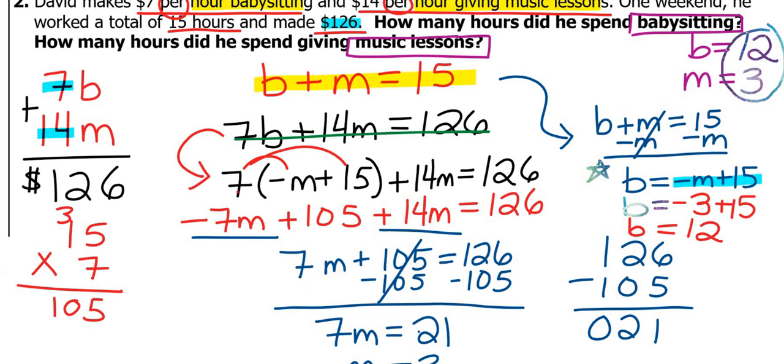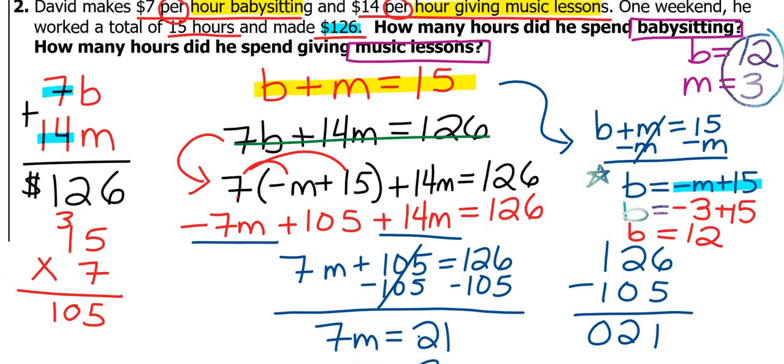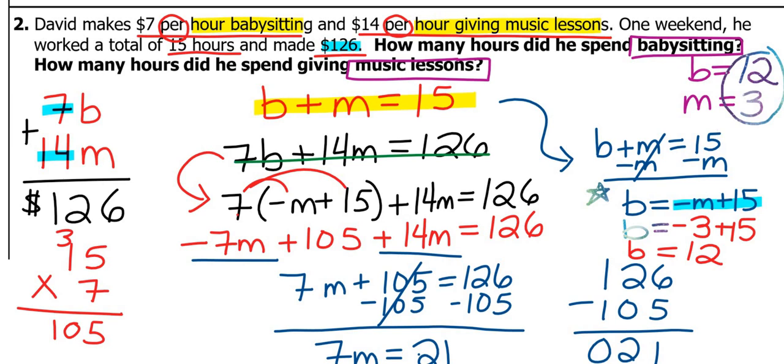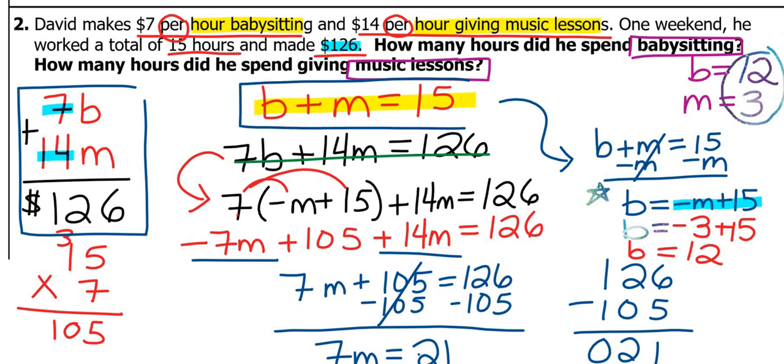All right, so the key for this question is that you set up 2 different equations. One equation talked about the actual money earned: 7 times b plus 14 times m, added together, gives you the total amount of money earned. And the second equation is talking about the number of hours, the variables themselves: the number of hours for b plus the number of hours for m gives you a total of 15 hours. 2 separate equations gave us a system of equations that we then solved.